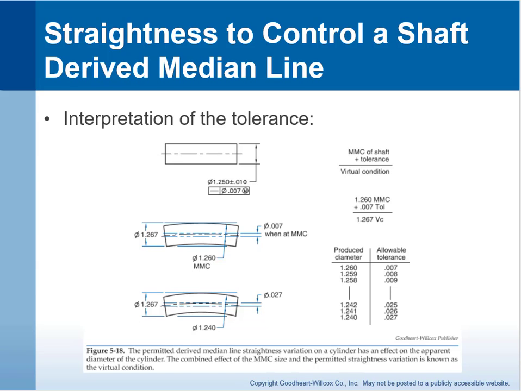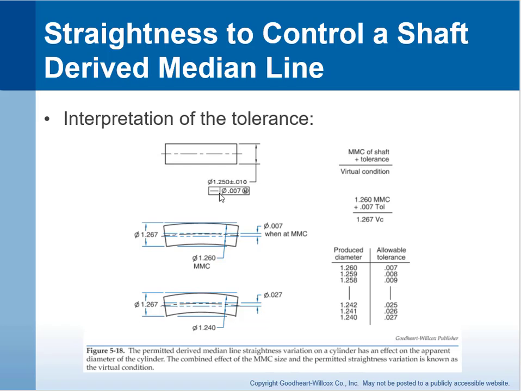This is where we left off on the last movie. So we're talking about the concept of virtual condition. Okay, so we know perfect form is required at MMC per Rule 1 of GD&T. So in this particular case, our MMC is 1.260. That's the maximum size of this part.